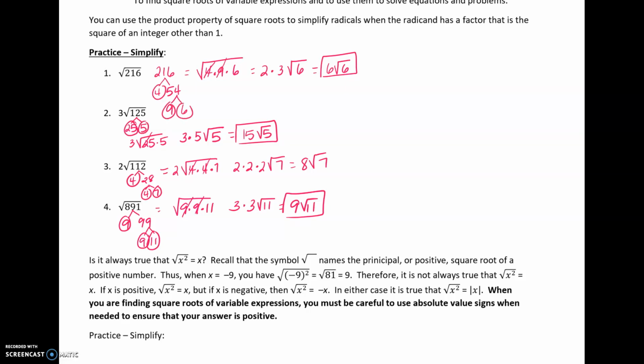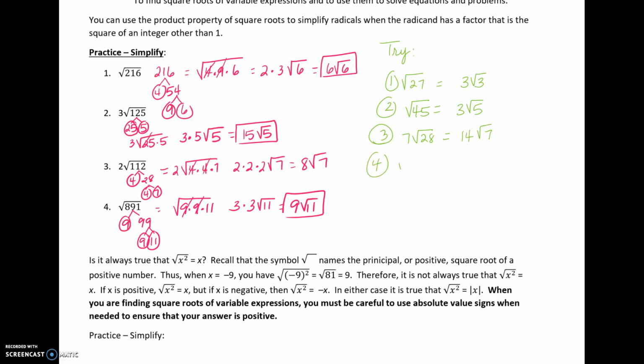All right, I'm going to put some here for you to try, and then I'm going to put the answers there, and then if you struggle getting any of these answers, just reach out to me. So number 1, the square root of 27, your answer should be 3 square root of 3. Number 2, the square root of 45, your answer should be 3 square root of 5. Number 3, 7 times the square root of 28. Your answer should be 14 square root of 7.